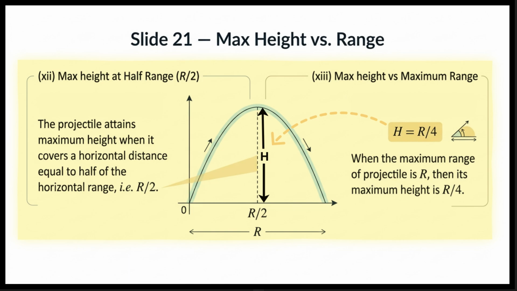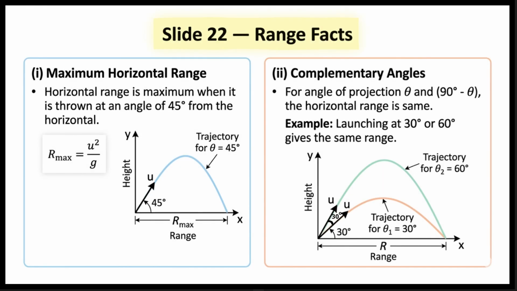Clean and exact. From r equals u squared sine 2 theta over g, the range is maximum when sine 2 theta equals 1, meaning 2 theta equals 90 degrees. So the optimal launch angle is 45 degrees. Maximum range is then u squared over g. The first graph confirms this optimal 45-degree parabolic trajectory.